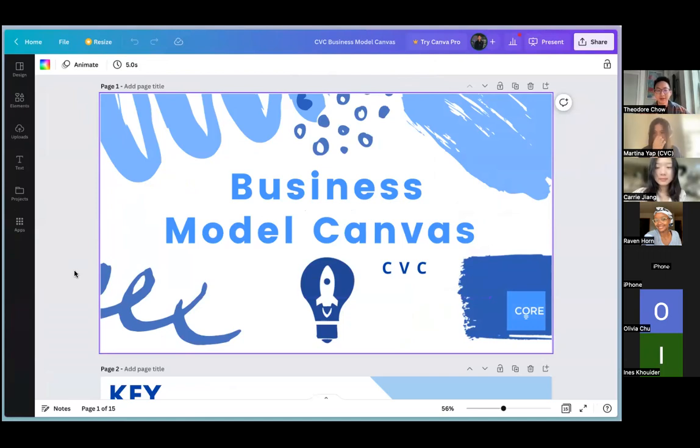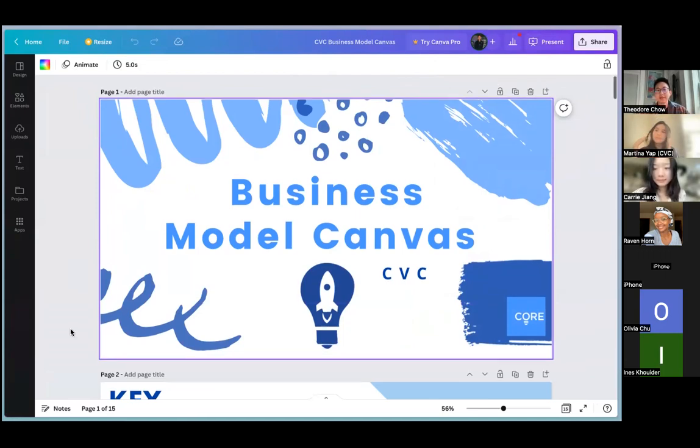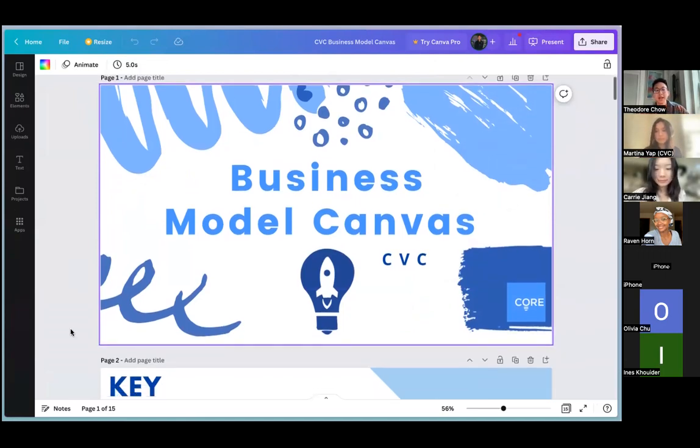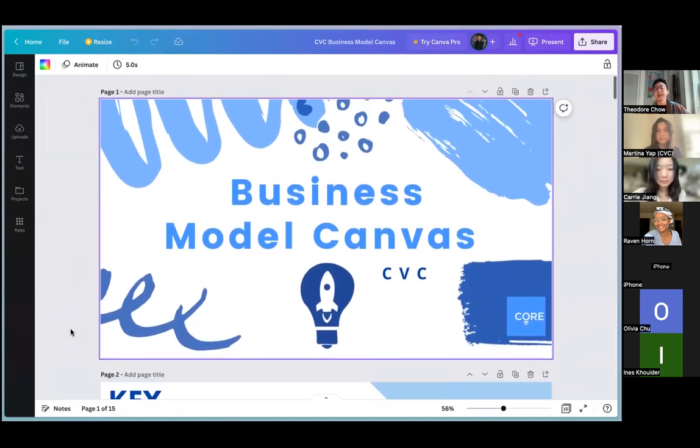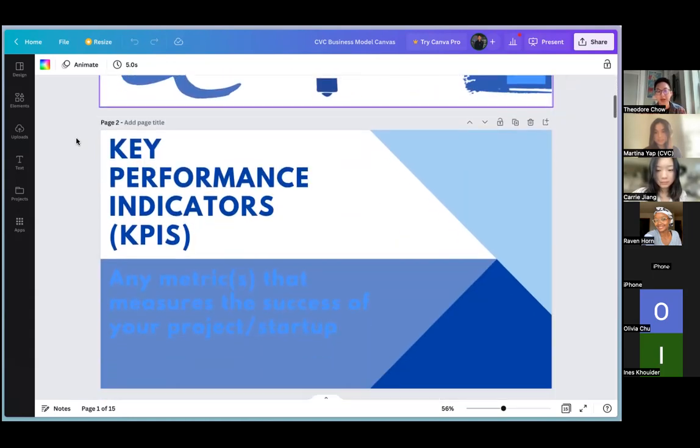Yeah, so today we're talking about the business model canvas, and basically we're going to go through some of the key performance indicators as well as different business models to understand fully how a business works and how we're going to apply this into a business model canvas, which is going to be used within the CVC competition in order to judge the business aspects of the startup. So going to go straight into it.